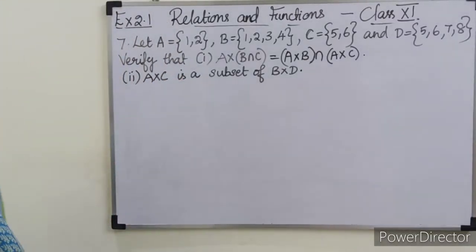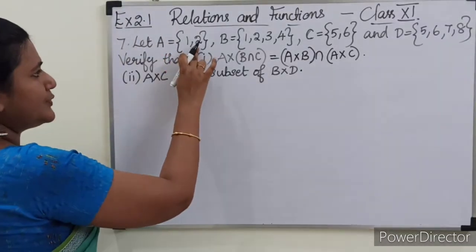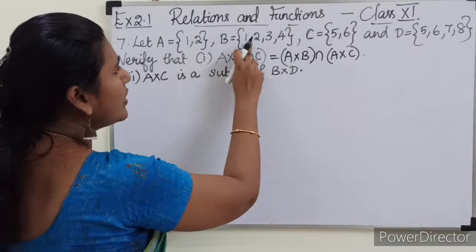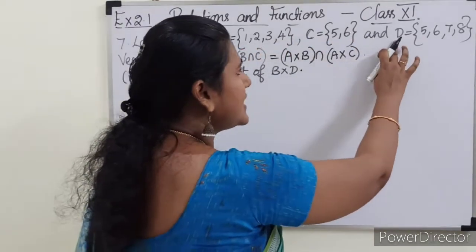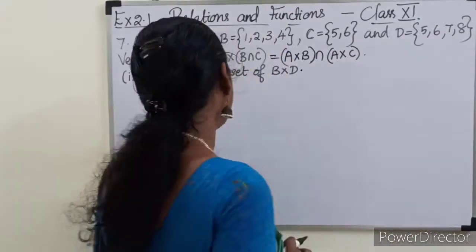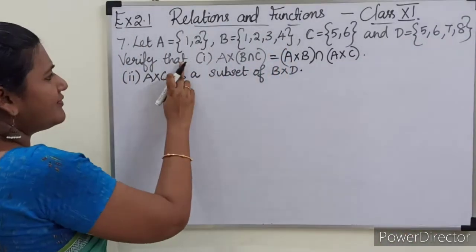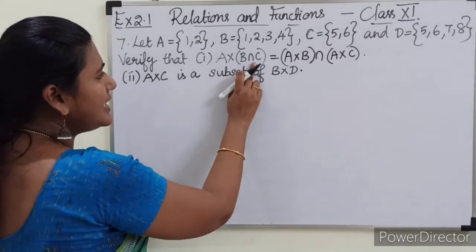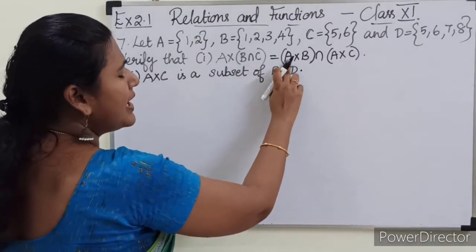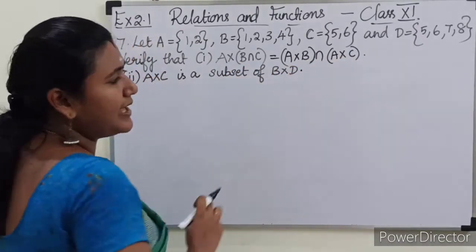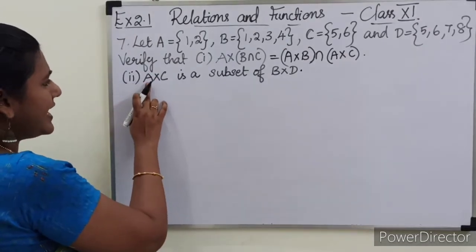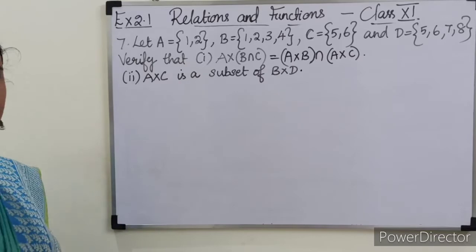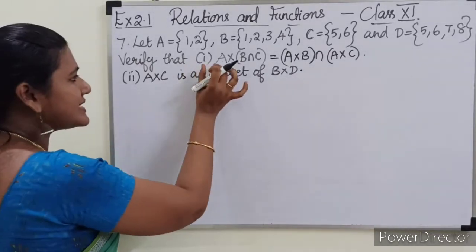Question number 7. Let A is equal to set {1, 2}, B is equal to {1, 2, 3, 4}, C is equal to set {5, 6} and D is equal to set {5, 6, 7, 8}. Verify the first question: A cross (B intersection C) is equal to (A cross B) intersection (A cross C). And the second question is A cross C is a subset of B cross D. So first we will see the first part.